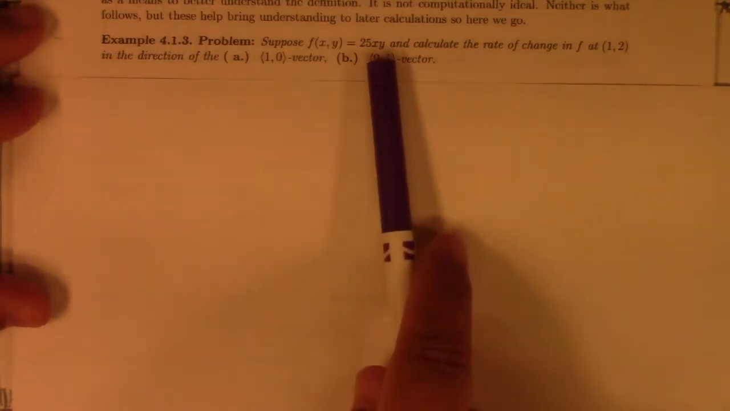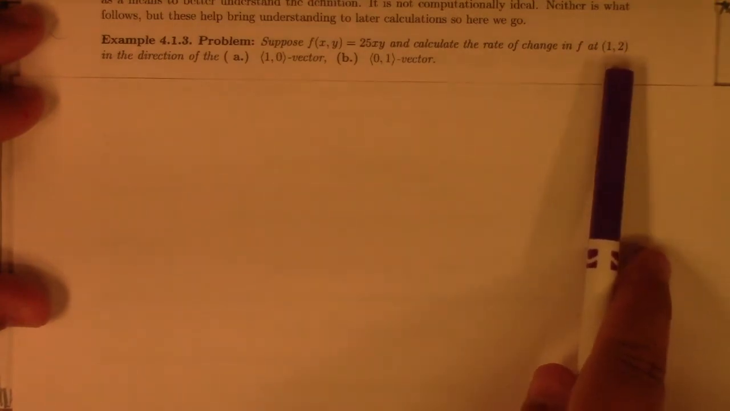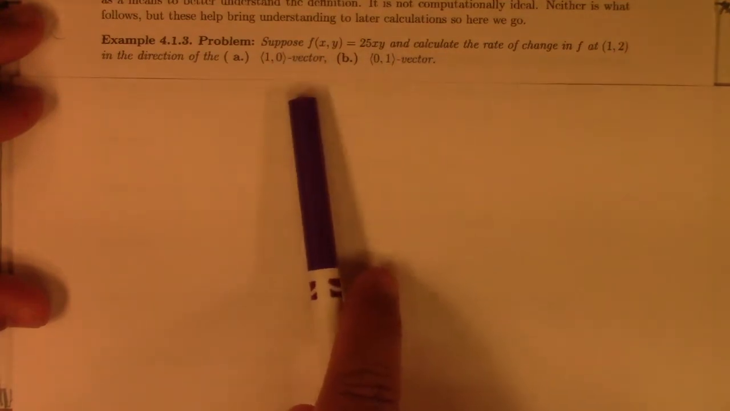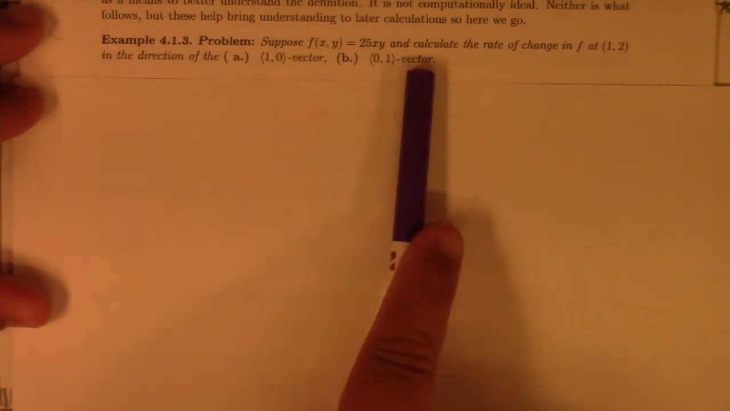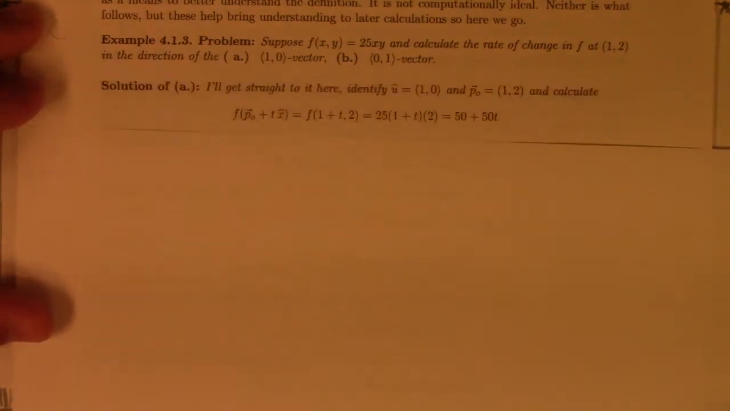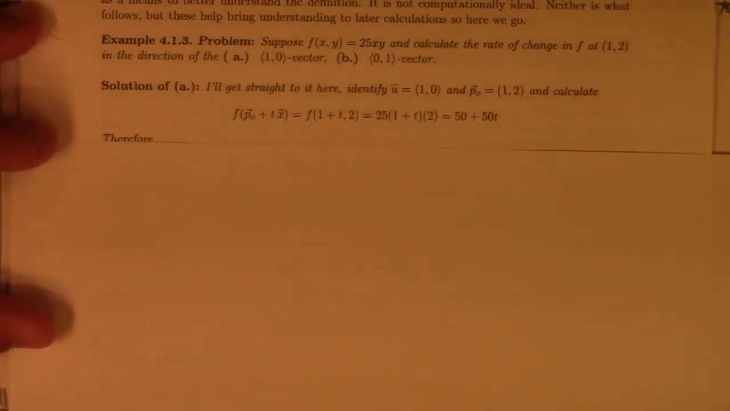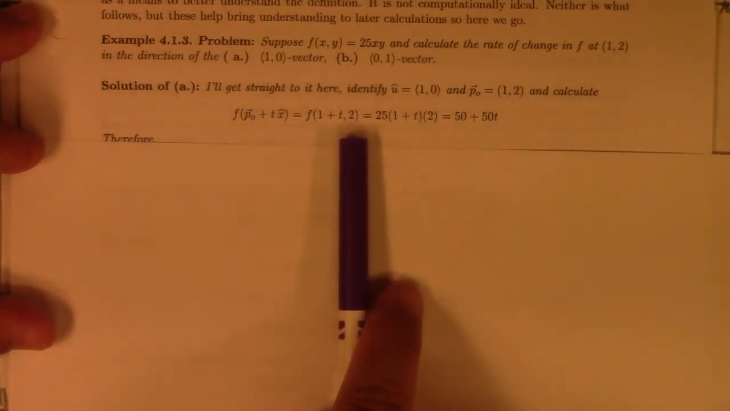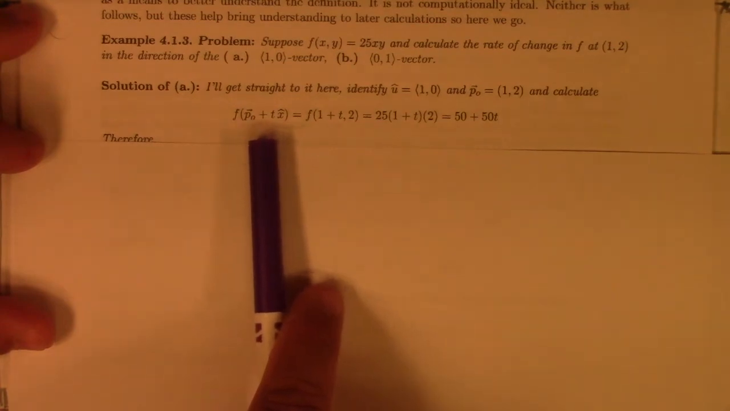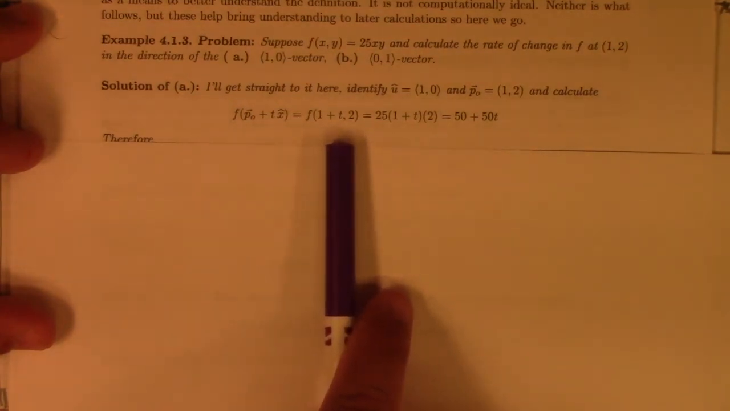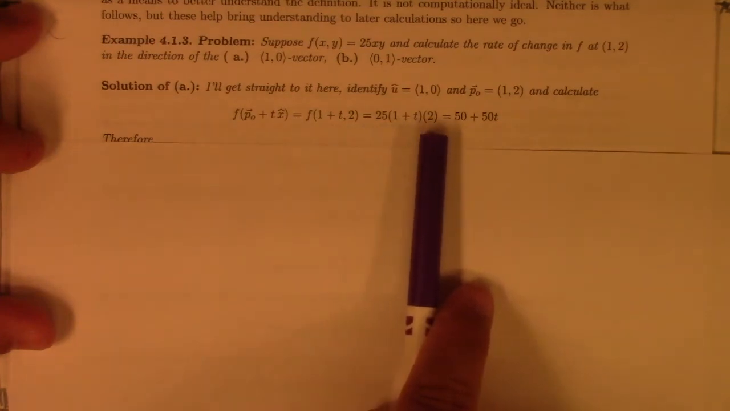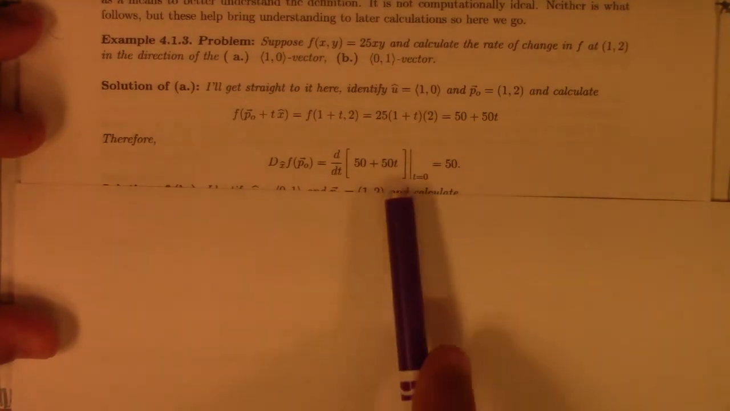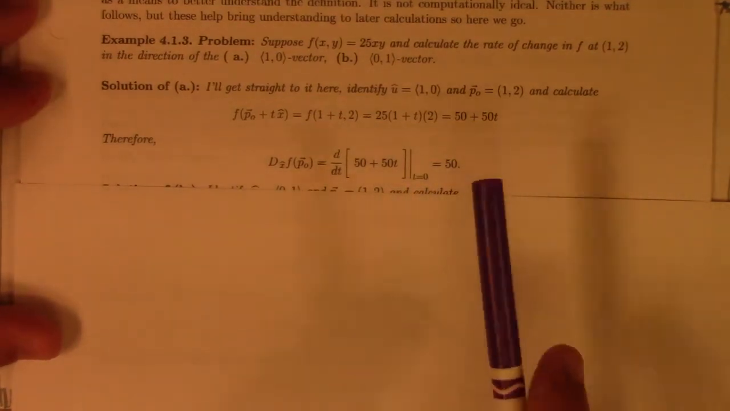Same function, but this time we're going to calculate the rate of change of f at the point 1, 2 in the direction of 1, 0 or 0, 1. Of course, you should recognize these as x hat or y hat. So here we go. We look at the function along the curve 1 plus t, comma 2, because that's the curve in the direction of x hat centered at 1, 2. Plug that into 25xy, which is 50 plus 50t, differentiate that, plug in 0, and we get 50.